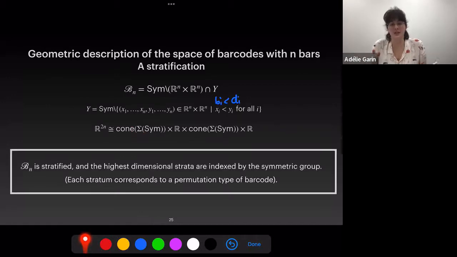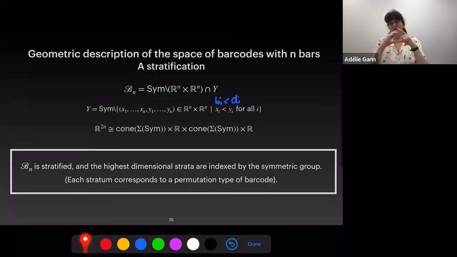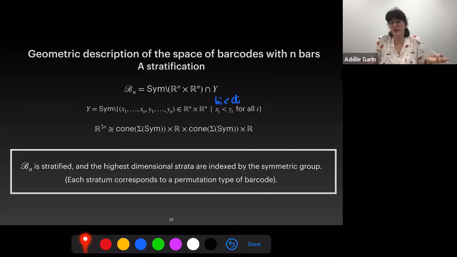And basically the result is that Bn is stratified. The stratification is really just induced by the simplices of the triangulation. So the highest dimensional strata are actually indexed by the symmetric group, and lower dimensional strata are indexed by parabolic subgroups of the symmetric group, but I didn't want to go into details. I will show you which paper this result corresponds to at the end, so if you're interested, you can have a look. Each stratum corresponds to a permutation type of barcode.